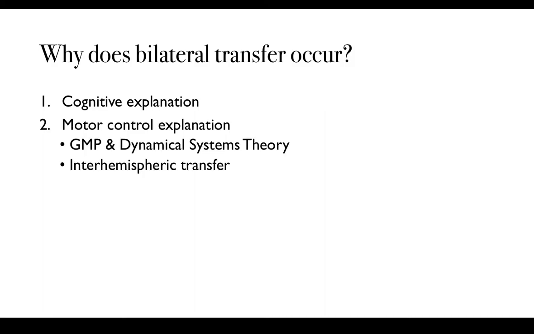The next explanation is the motor control explanation. And there's evidence for both the generalized motor program and the dynamical systems theory. So recall from way back, the generalized motor program is essentially that recipe box of movement skills, right? And so proponents of the motor control explanation say that it's actually that generalized motor program that gets transferred from the practiced limb to the non-practiced limb.